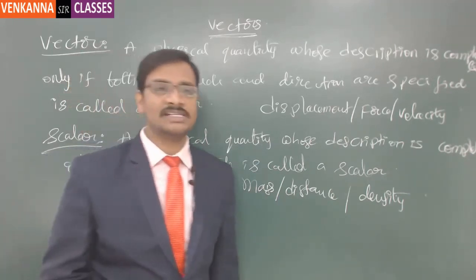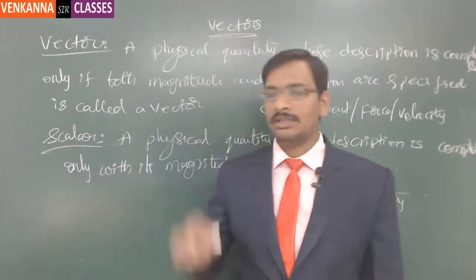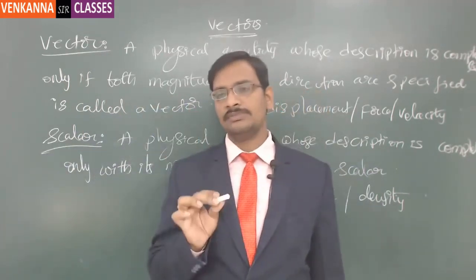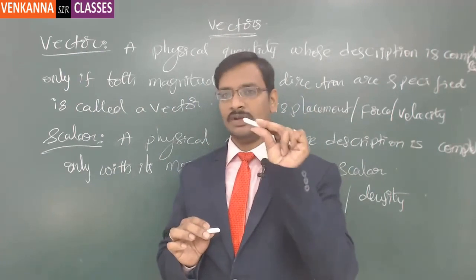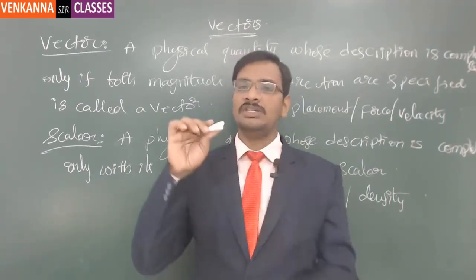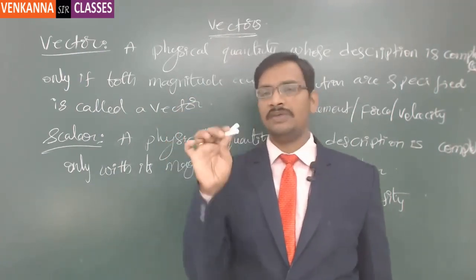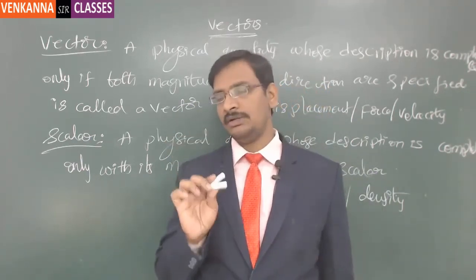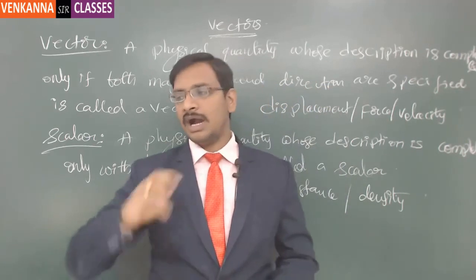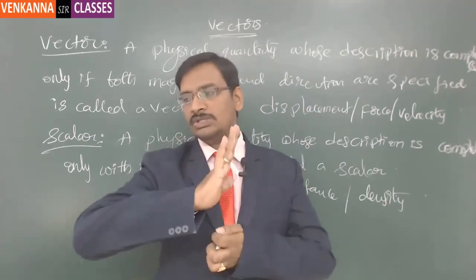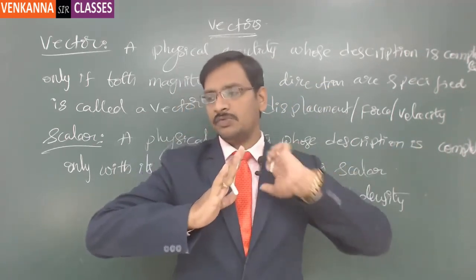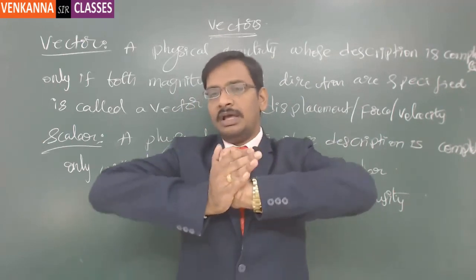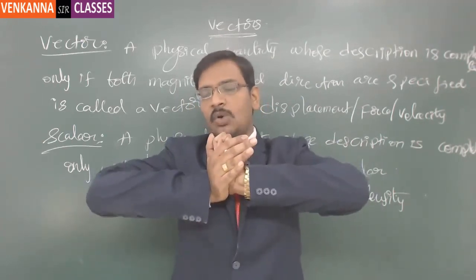Okay, so let me give an example. Suppose the mass of this chalk piece is 10 grams and the mass of this chalk piece is 5 grams. If I add these two together, you say straight away that 15 grams of mass is there for both chalk pieces together, right? But if I push with a force of 10 newtons in this direction and I push with a force of 10 newtons in this direction, like this, what is the effective force?